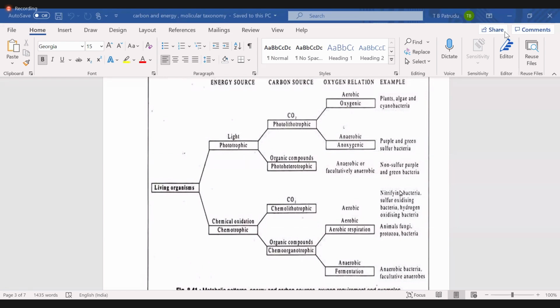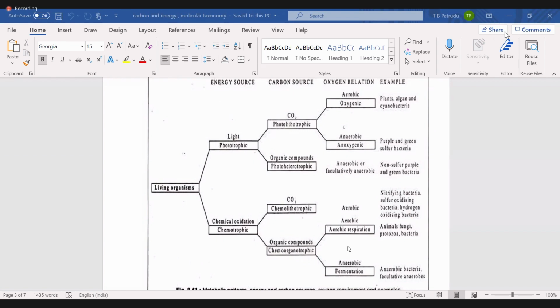All these are in the nitrogen cycle. We are identifying a lot of nitrifying bacteria, sulfur oxidizing bacteria, and hydrogen oxidizing bacteria. These are all oxidases in the presence of air, which means it's aerobic. It is oxidized to another one, which means that reduction takes place.